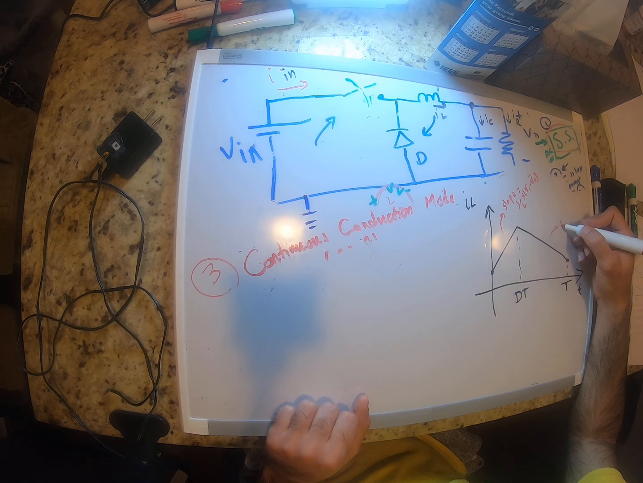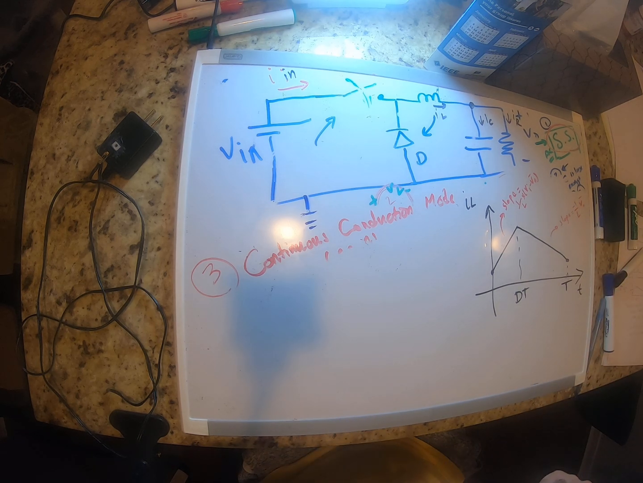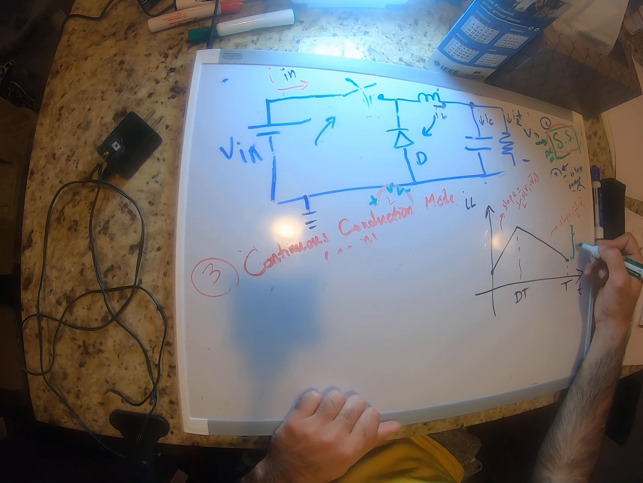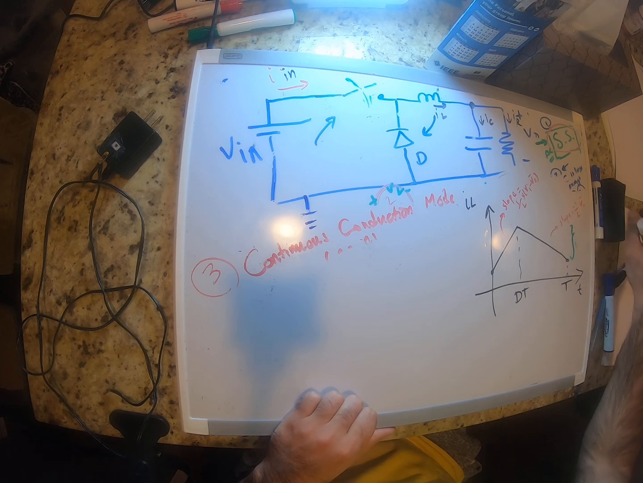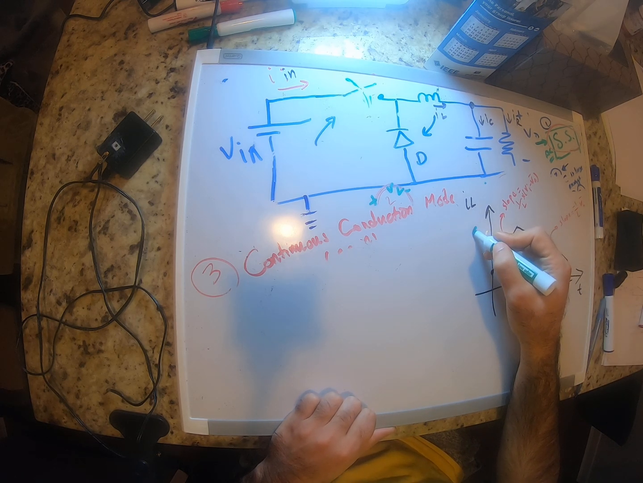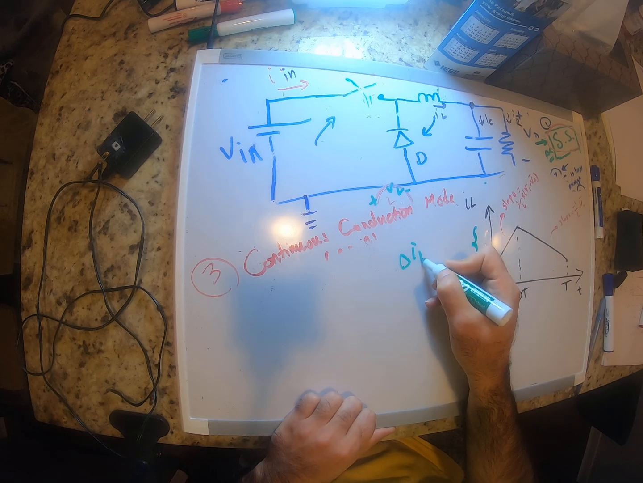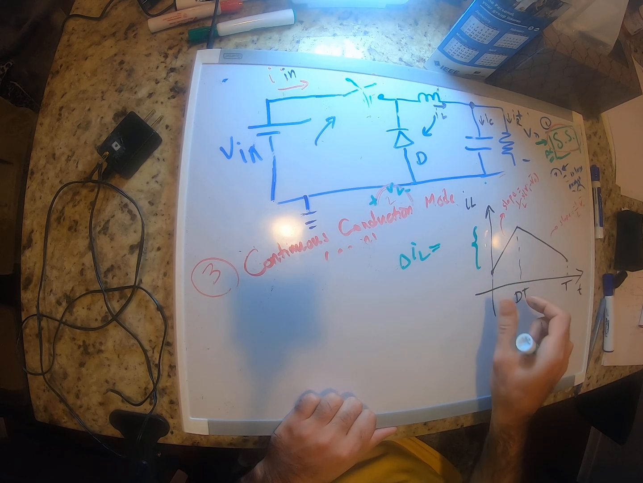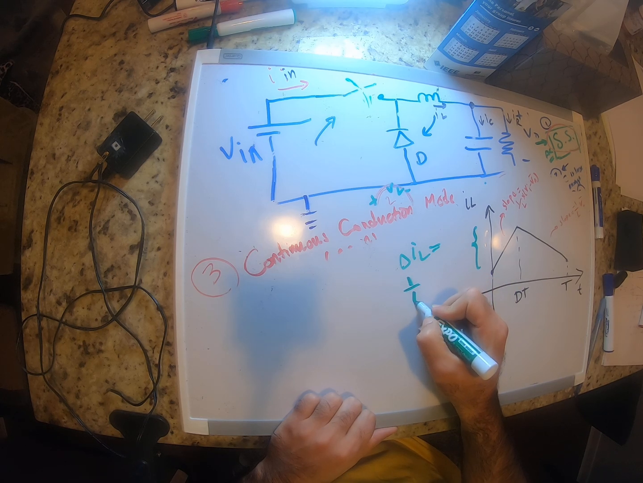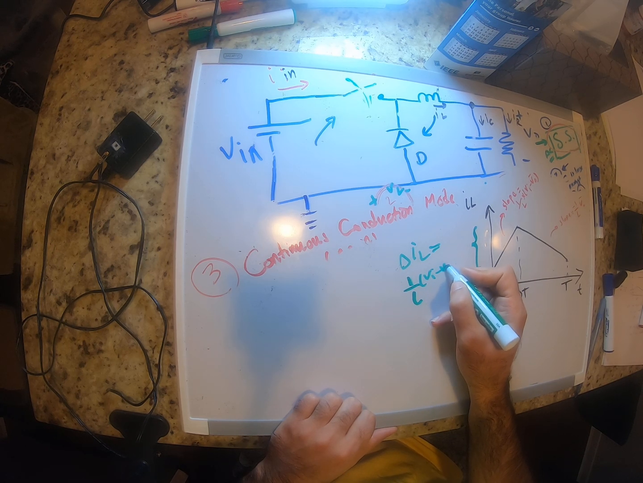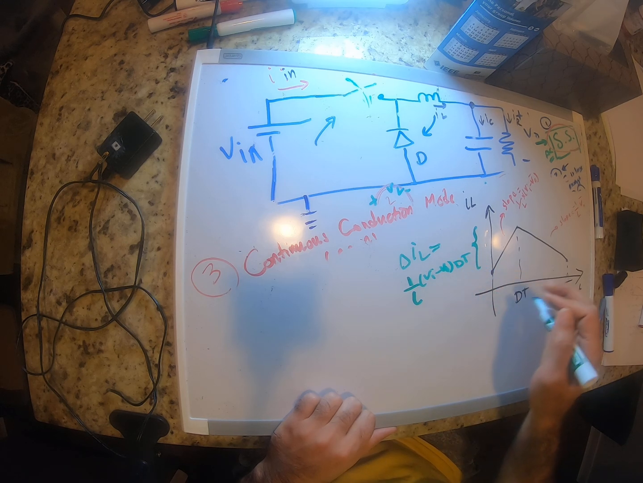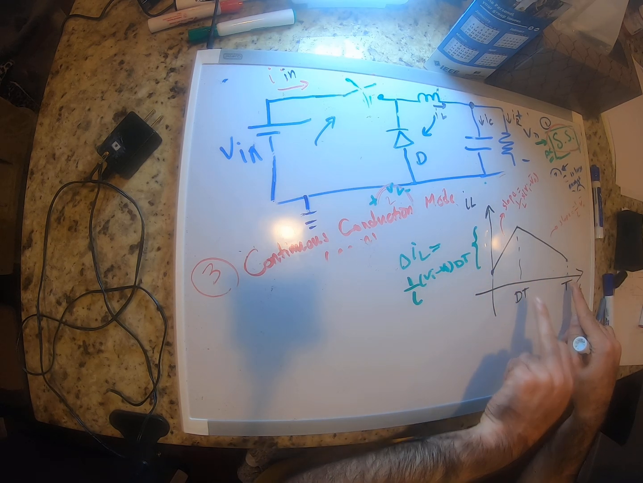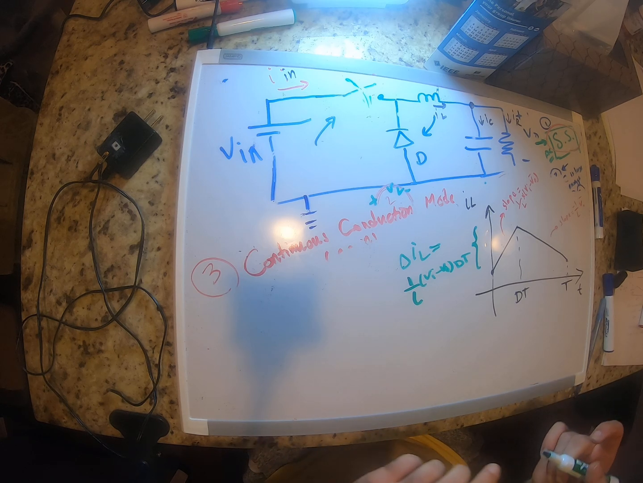And the slope for this one is negative 1 over L VO. Okay, and this is our current ripple. Let me actually do it this way. This is our current ripple, delta IL, which is the slope times dt. So it's 1 over L (VI minus VO) times dt. Or I can write 1 over L VO times (1 minus D) times T. Okay.